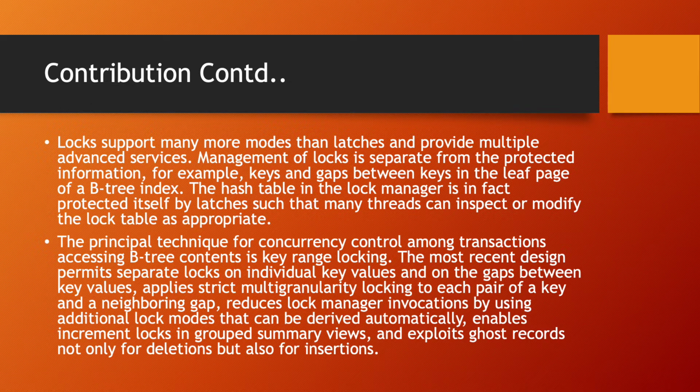The principal technique for concurrency control among transactions accessing B-tree contents is key range locking. The most recent design permits separate locks on individual key values and on the gaps between key values. Applies strict multi-granularity locking to each pair of a key and a neighboring gap. Reduces lock manager invocations by using additional lock modes that can be derived automatically. Enables increment locks in grouped summary views and exploits ghost records not only for deletions but also for insertions.